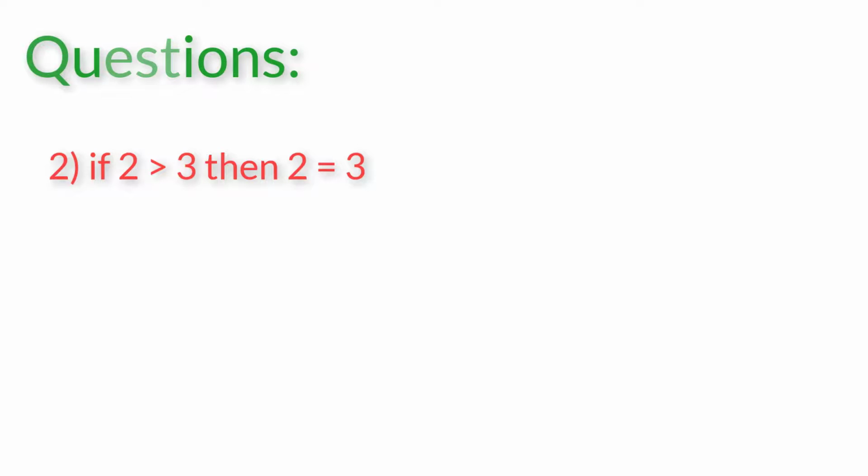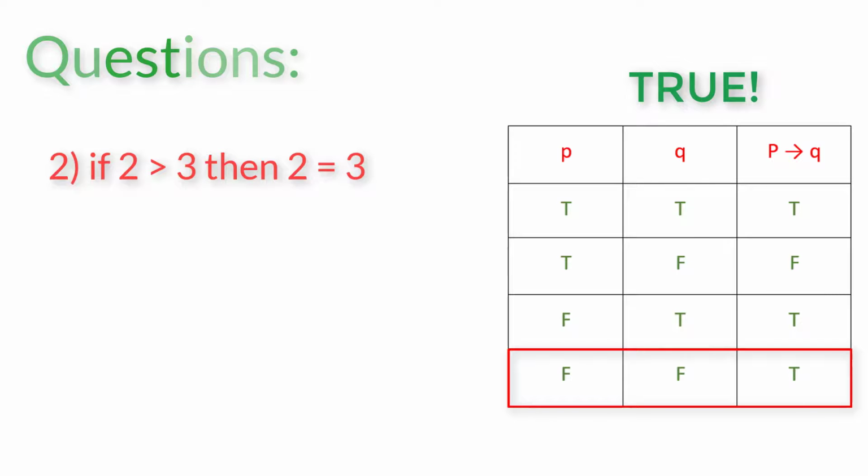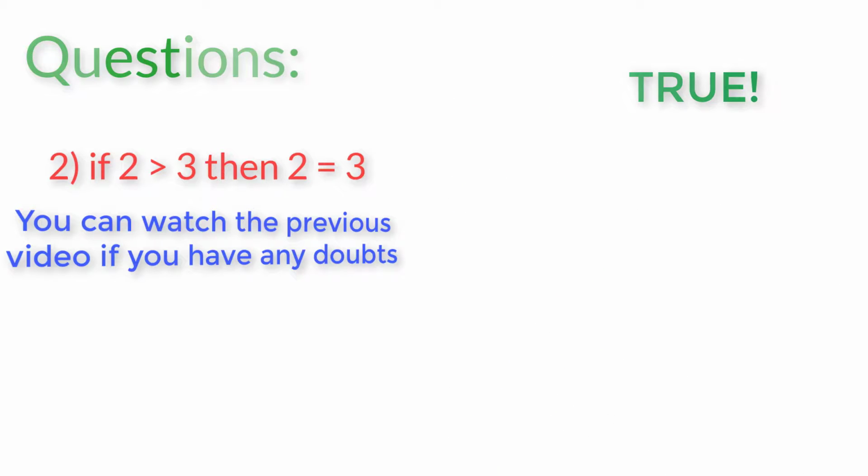2. If 2 is bigger than 3, then 2 equals 3. Is this proposition true or false? This is true, and here's why. 2 is not bigger than 3, which means it doesn't matter what we say after that. It's always true, and here's the table if you have forgotten. If you still don't understand that, just make sure to replay the video a couple of times. Sometimes it takes you a bit longer to grasp the idea, but anyway, don't forget, always, if you still have problems, you can ask me down in the comment section below.